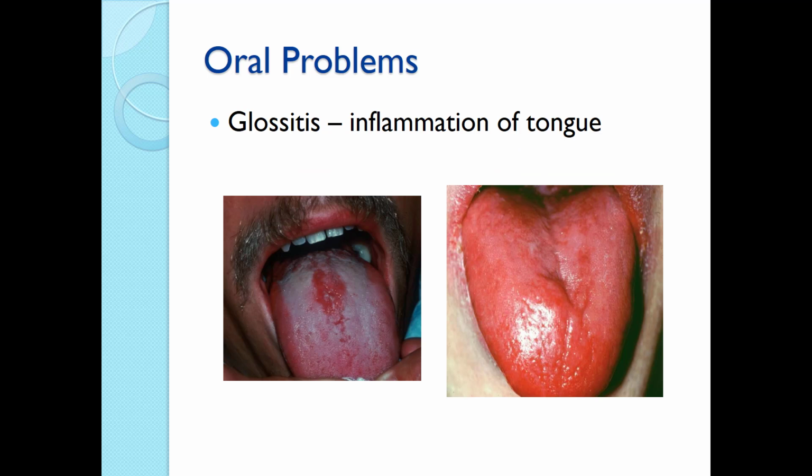Other pictures here, glossitis. This is simply inflammation of the tongue. So just some irritation of the tissue there, also kind of a reddened appearance to the tissue as well.